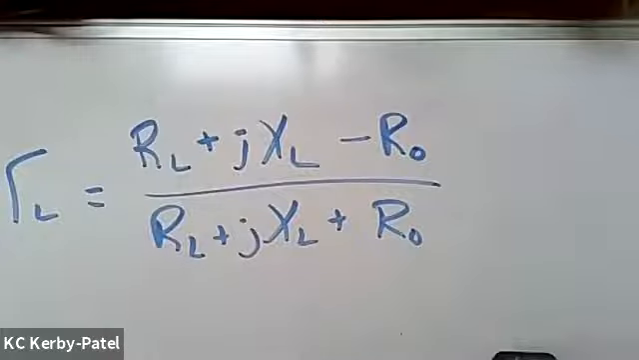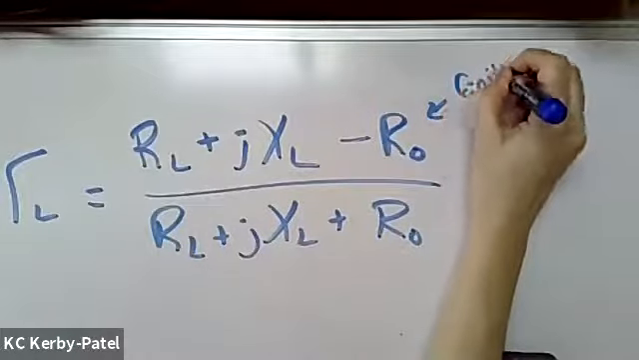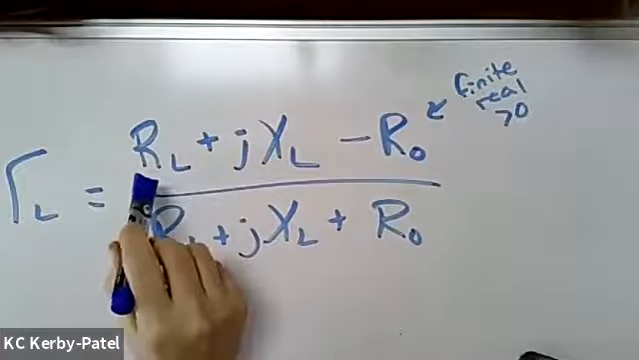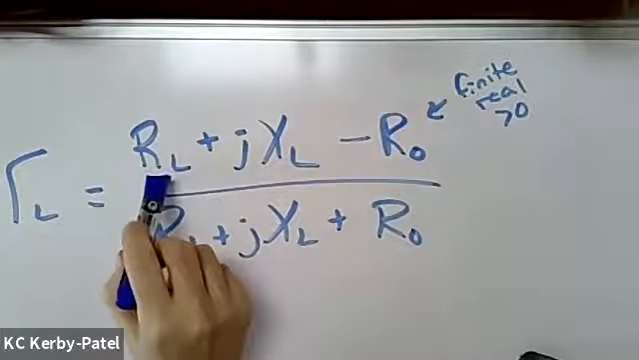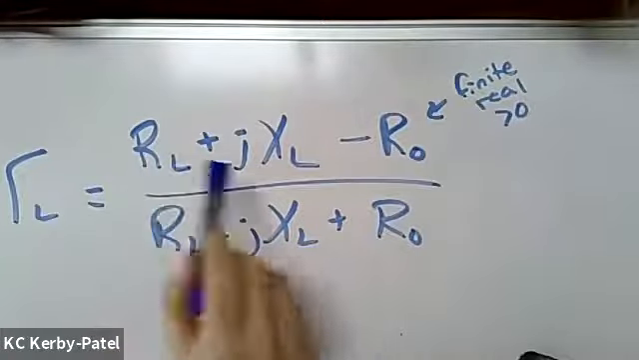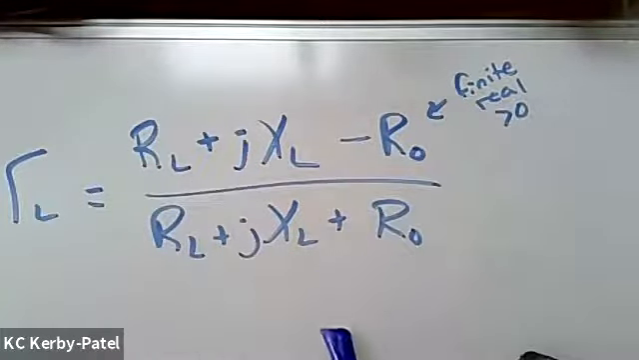Let's take a look at the bounds of this problem. Let's say that R naught is some finite real number and positive. If RL is extremely large, let's let it go to infinity. We end up with RL plus some finite size small stuff divided by RL plus some finite size small stuff. So then gamma L would be 1.